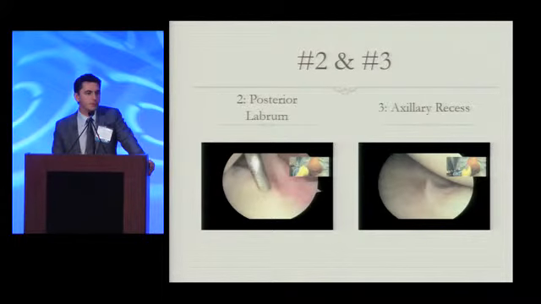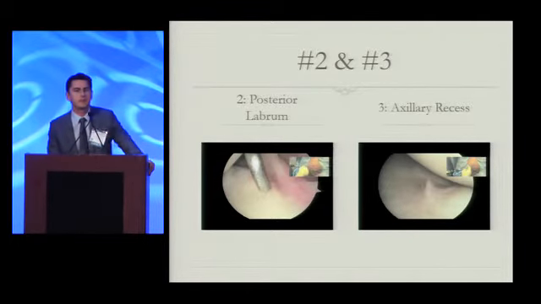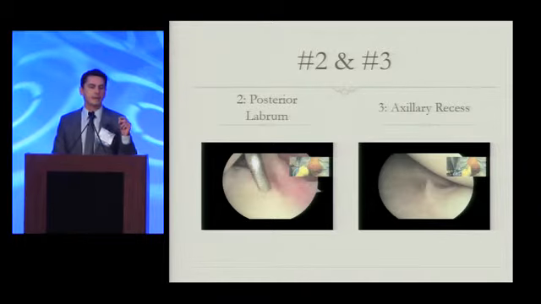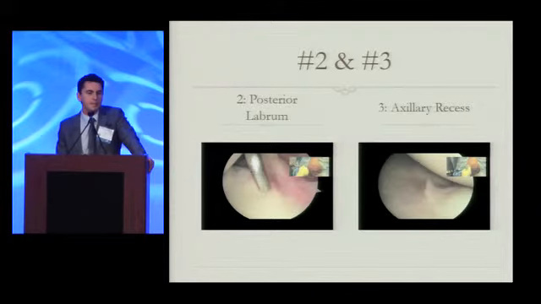So steps 2 and 3. Step 2 is the posterior labrum. We're going to follow ourselves around from the biceps, around posteriorly along the shoulder, along to the inferior aspect of the shoulder, where the axillary recess is going to be point number 3. Loose bodies, axillary recess, Hagel lesions, and often signs of adhesive capsulitis where you see a thickened red capsule in the axillary recess can be quite helpful.